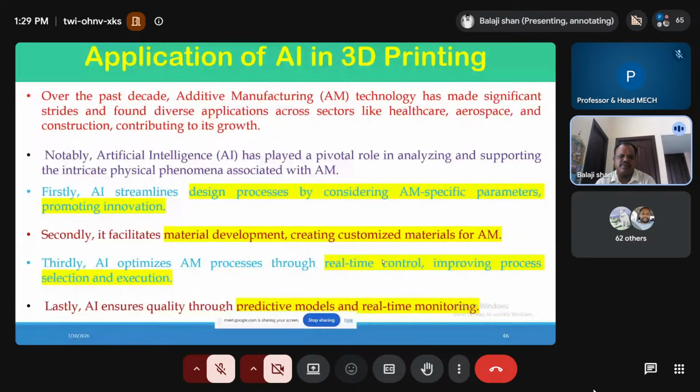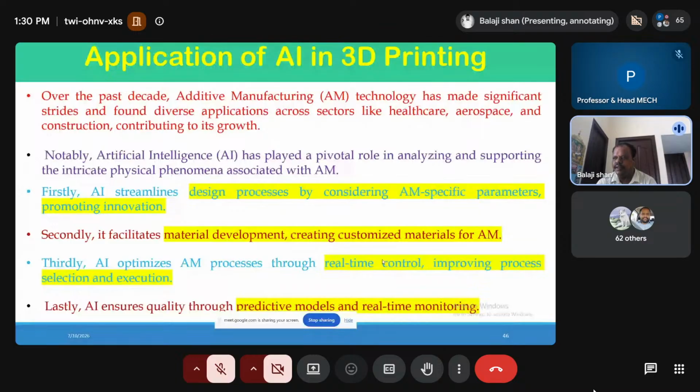First, AI streamlines the design process for additive manufacturing, selecting specific parameters and promoting innovations. Second, it facilitates material development, creating customized materials for additive manufacturing. Third, AI optimizes the additive process through real-time control, improving process selection and execution. And fourth, AI ensures quality through predictive models and real-time monitoring.